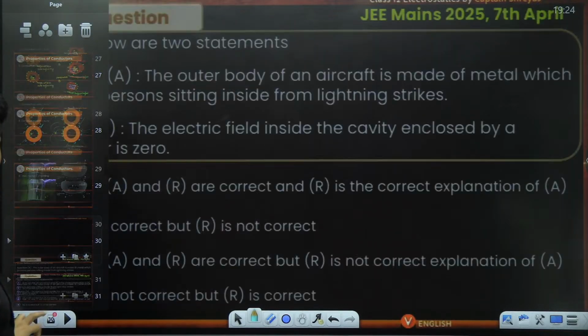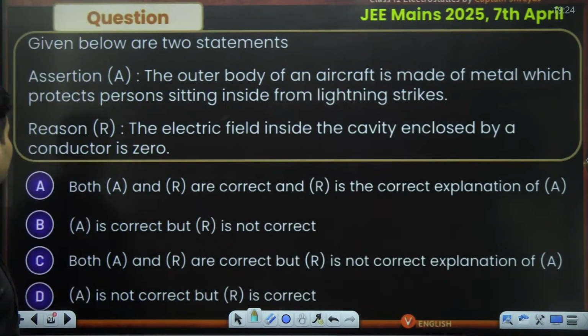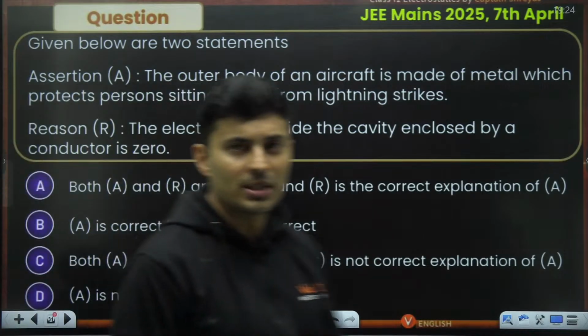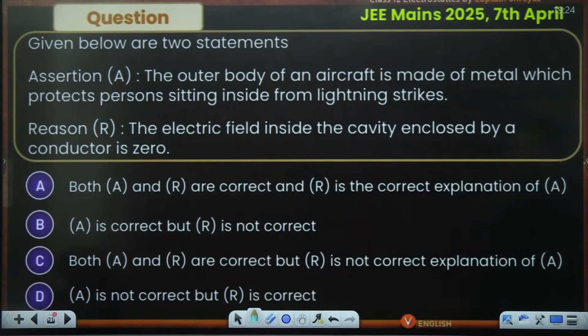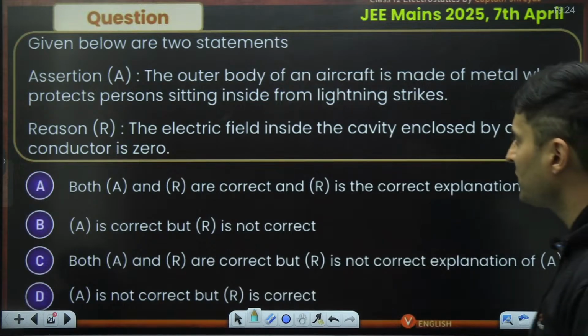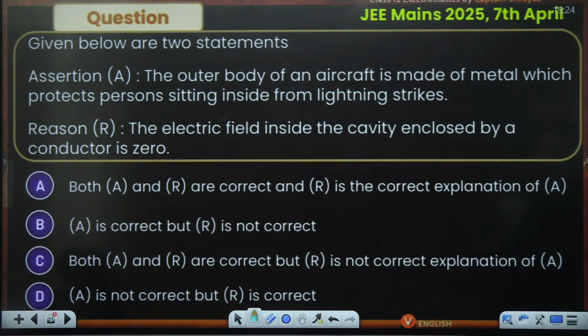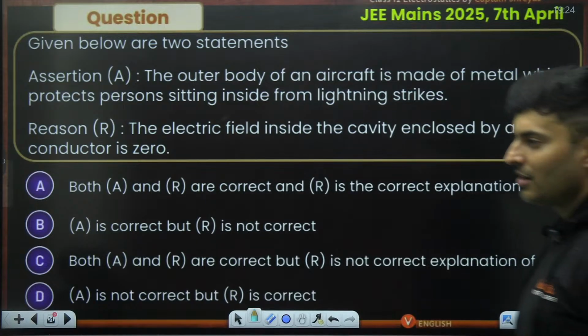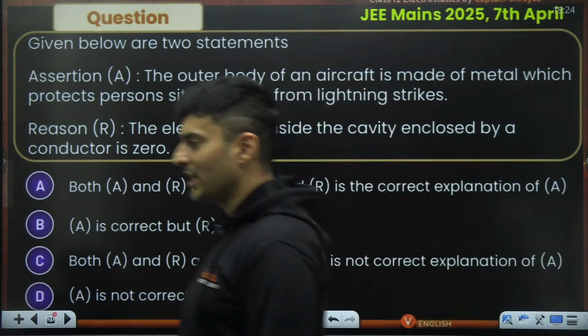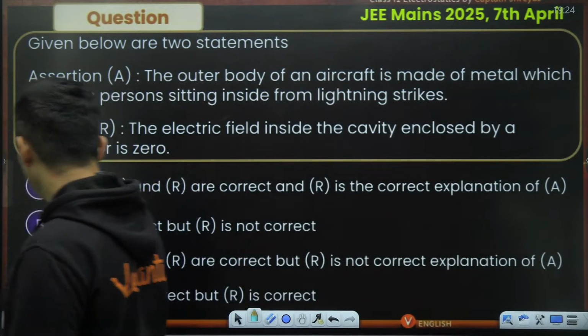Okay, perfect. So let's solve some questions based on this. In the following two statements, what do you think is right, wrong? The outer body of an aircraft is made of metal which protects persons sitting inside from lightning strikes. The electric field inside the cavity enclosed by a conductor is 0. Yes, we just discussed this. Electrostatic shielding, I believe.